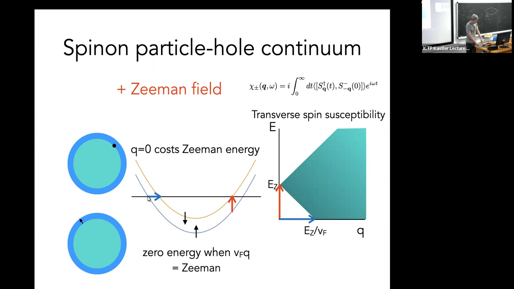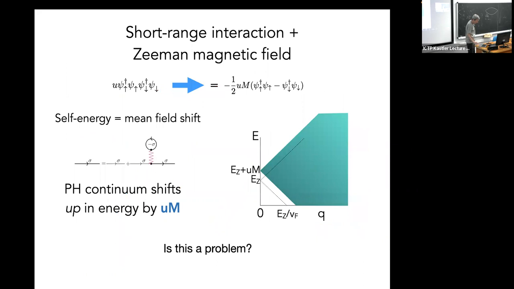Or we can take a zero-energy transition, but between different Fermi points of up and down spinons. This doesn't cost us any energy, but requires finite momentum, which is another point on the Q-axis. These two points define this triangular wedge within which you have a particle-hole response of the spinon gas in this case. And importantly, magnetic field frees up this little corner, this little white triangle, where in the gas there are no particle-hole excitations.